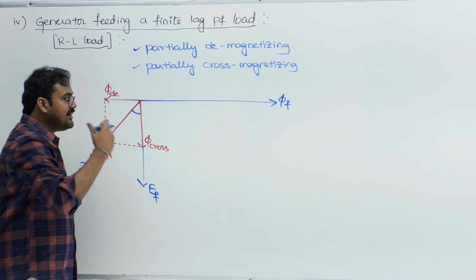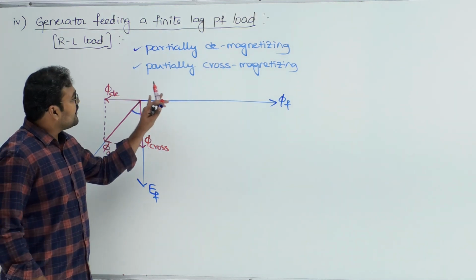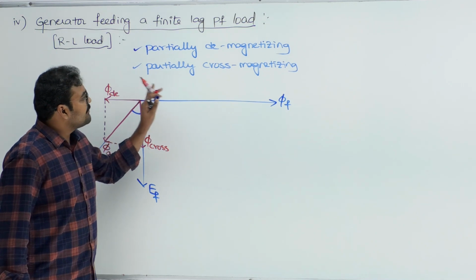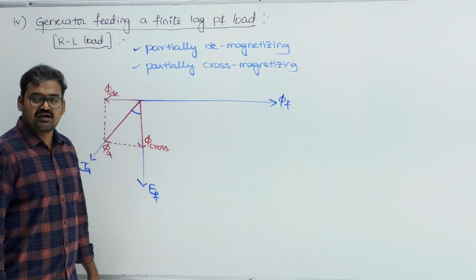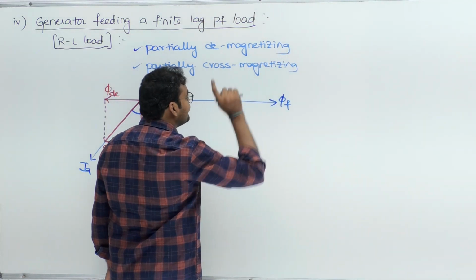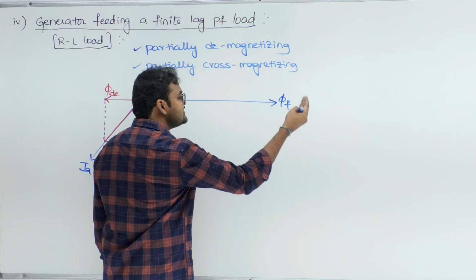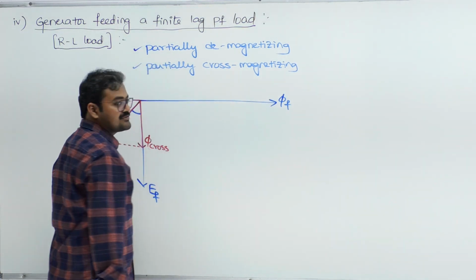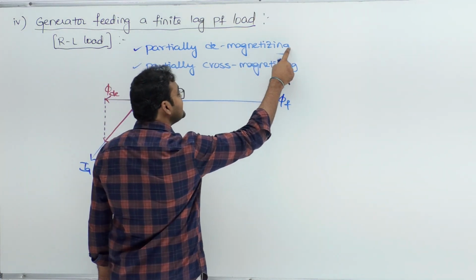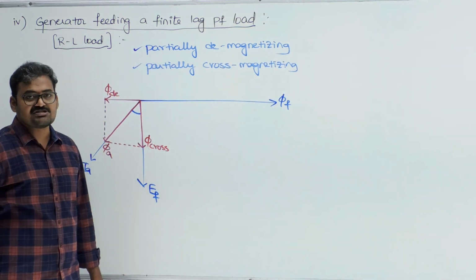Okay, it is neither completely demagnetizing nor completely cross magnetizing. It is partially demagnetizing and partially cross magnetizing. Understand? So this demagnetizing will offer drop in voltage. This cross magnetizing neither rise in voltage nor drop in voltage. But demagnetizing is drop in voltage. So overall effect is definitely drop in voltage effect.